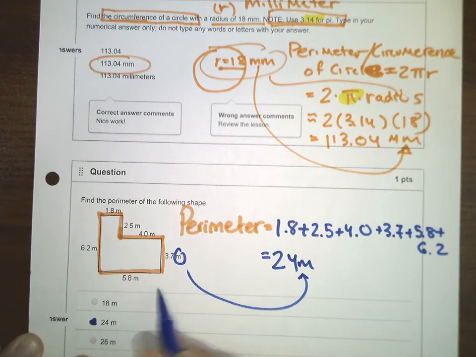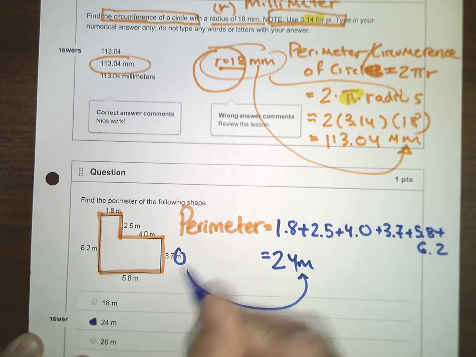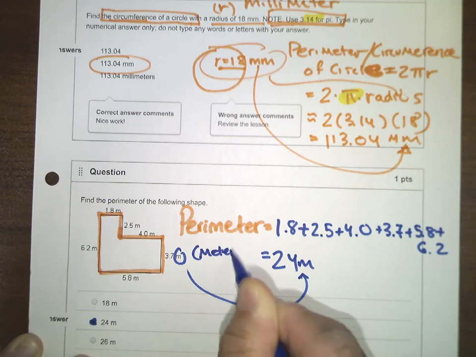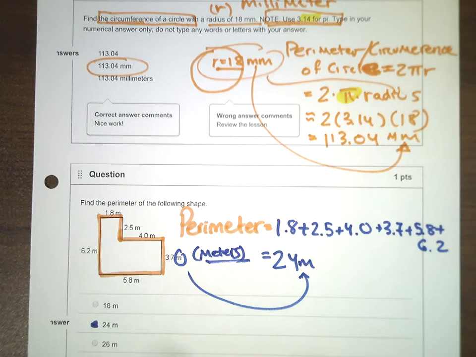Again, the M is for meters. All right, so meters. All right, what a time to be alive. So let's go ahead and try another one here.